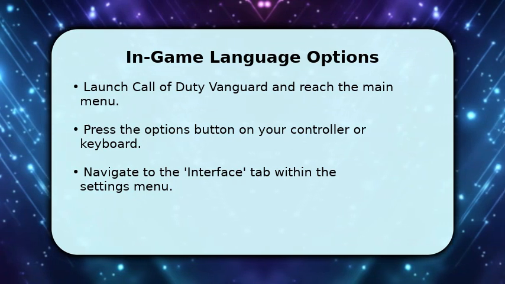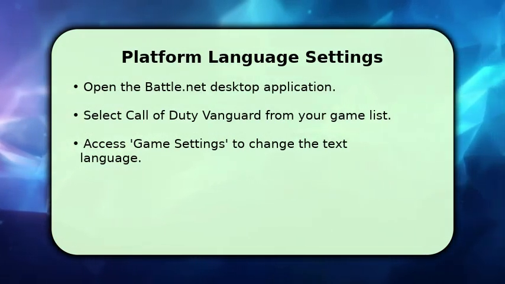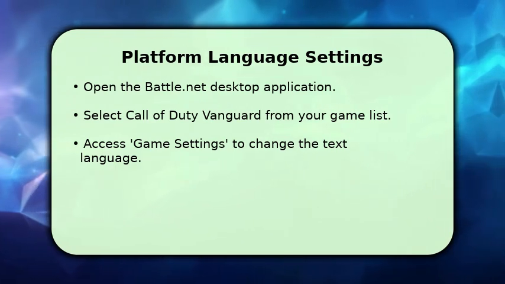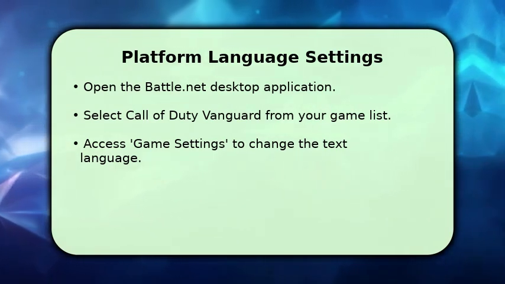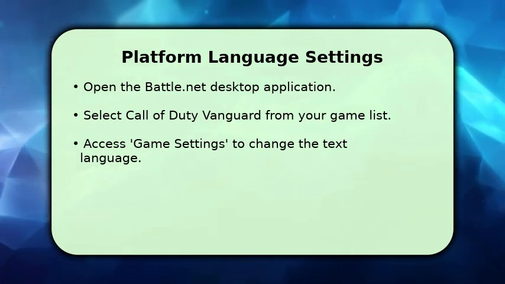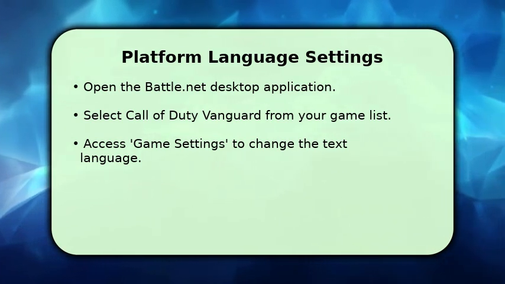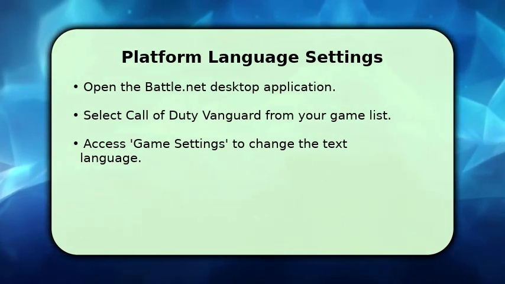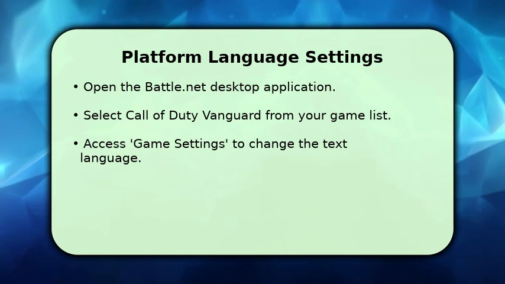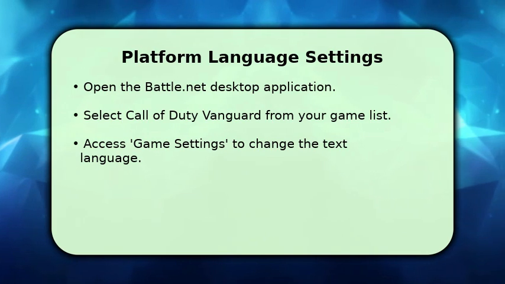or Portuguese. For PC players, you might need to adjust language settings through the Battle.net Launcher. Open the Battle.net Desktop app and select Call of Duty Vanguard. Click on the Options menu, then choose Game Settings. You'll find a drop-down menu to select your preferred text language. After making your selection, the launcher may prompt you to restart to apply the changes.